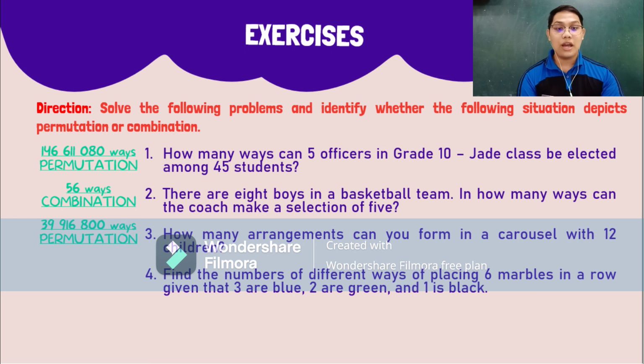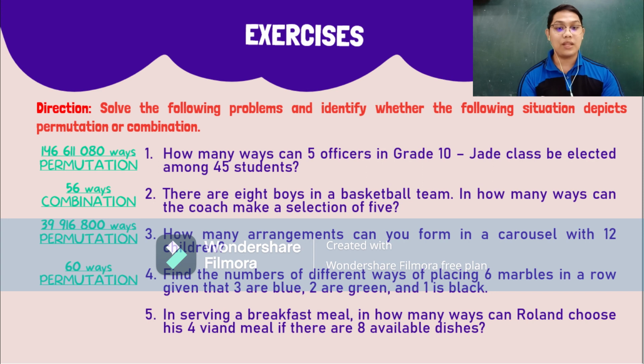Number 4. Find the number of different ways of placing 6 marbles in a row given that 3 are blue, 2 are green, and 1 is black. The answer is 60 ways, and it is a permutation.